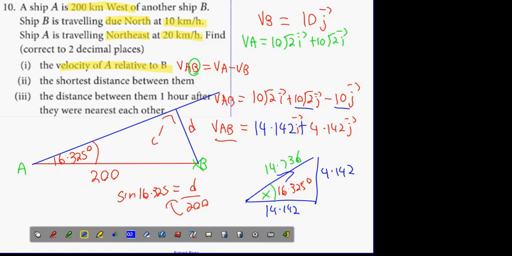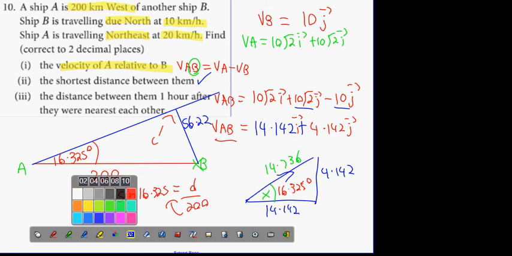So D here is now going to be 56.22. Now, find the shortest distance between them. Done. The distance between them 1 hour after they were nearest to each other. Okay? So, what we really need to zone in on is just extending our diagram beyond where it is currently.